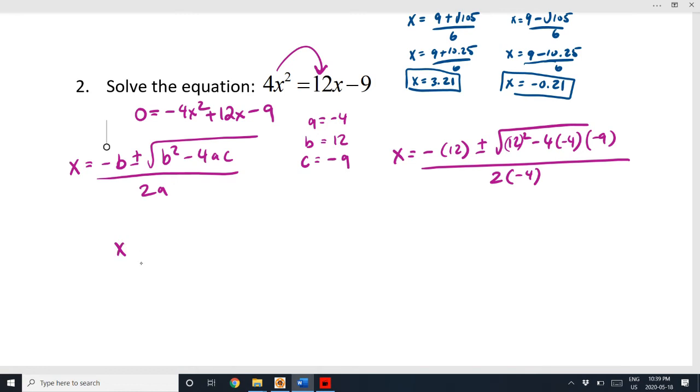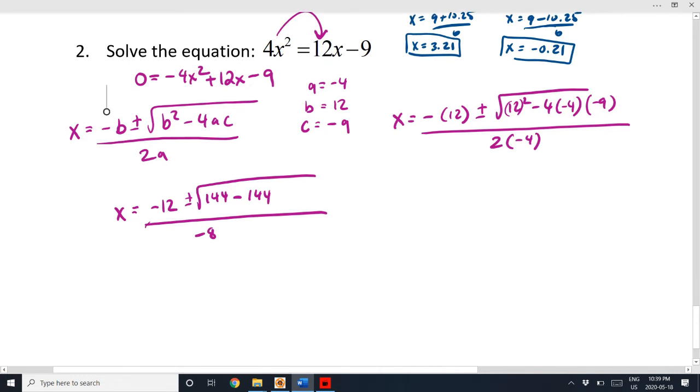I'll write it down here just to save some space. x is equal to negative 12 plus or minus the square root of b squared. So 12 squared is 144, minus 4 times negative 4 is positive 16, times negative 9 is actually negative 144, all over 2a, and 2 times a, that's going to be negative 8. So 2 times negative 4 is negative 8.